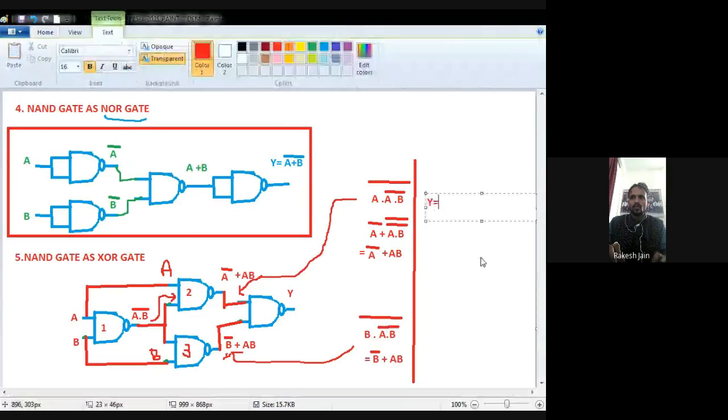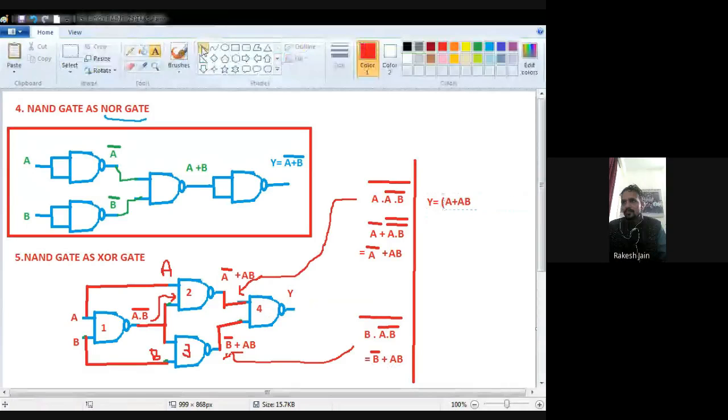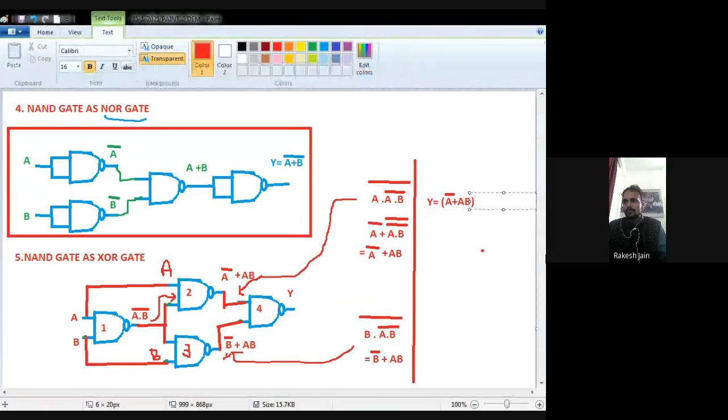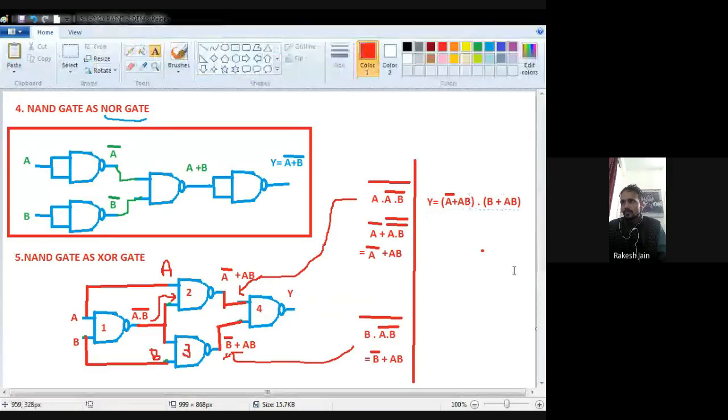Okay. So the output Y is equal to, this is a NAND gate. So what is the first input of this final NAND gate 4? The first input is A bar plus AB, dot second input. What is the second input? B bar plus AB. First input dot second input having a bar.